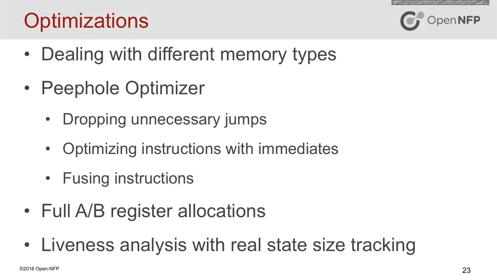And the biggest piece of the optimizations and the translation comes from the fact that the NFP has 32-bit registers, and that forces us to perform a liveness analysis and track the size of the elements which are stored in the registers, and that allows us to also track dependencies between the registers and then allocate the registers to A and B banks in the NFP.